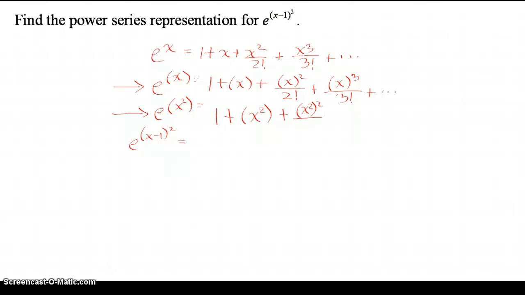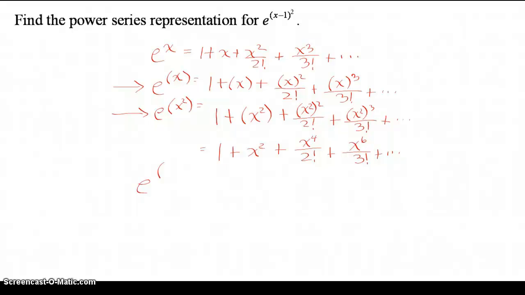Everywhere there's an x, I'm feeding it as if it were a function machine. We talked about this early on last fall. I can feed it an x squared. And once I've fed it an x squared, we'll clean it up a little bit so you can see it easier. This is 1 plus x squared plus x to the 4th over 2 factorial plus x to the 6th over 3 factorial. Now, everywhere that function has been fed an x squared, I'm going to feed this function an x minus 1 everywhere there's an x.